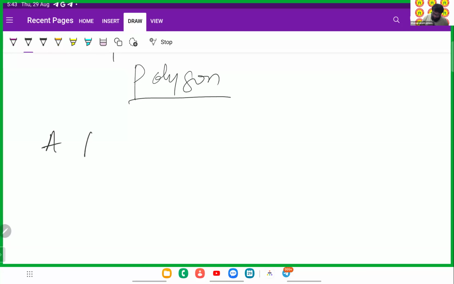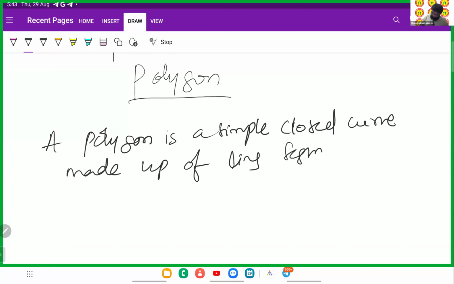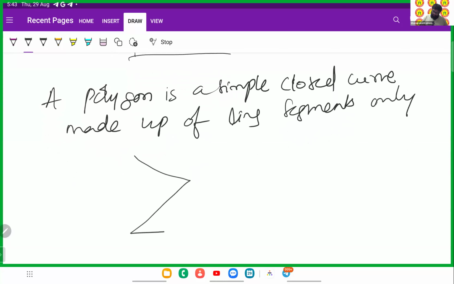A polygon, please note this down parallelly. A polygon is a simple closed surface or simple closed curve made up of line segments, made up of line segments only. So it can be any curve. The curve might be in this way, but that should be made up of line segments only.